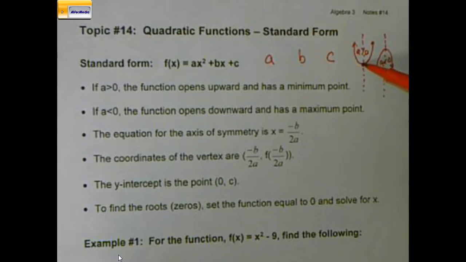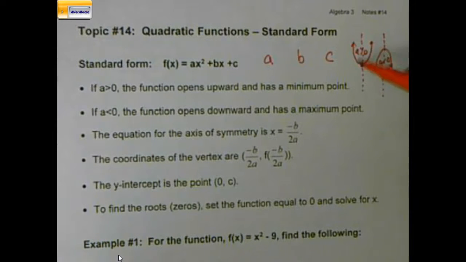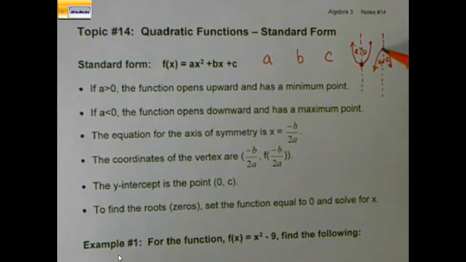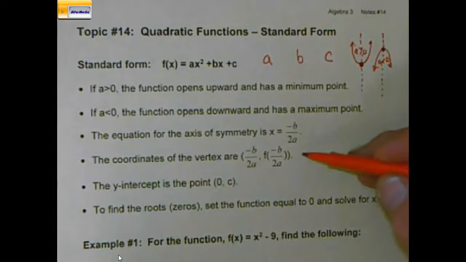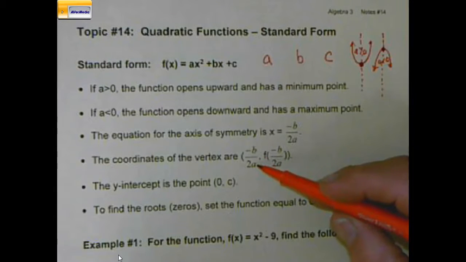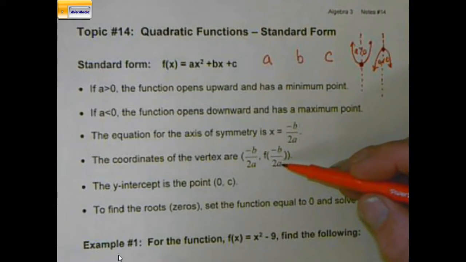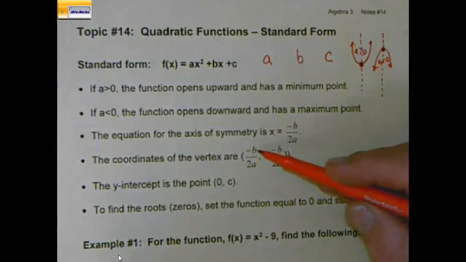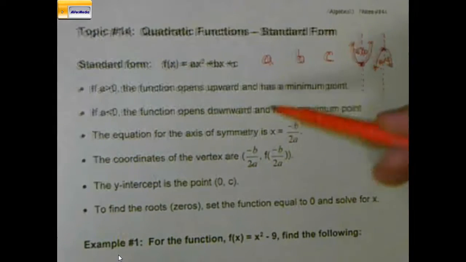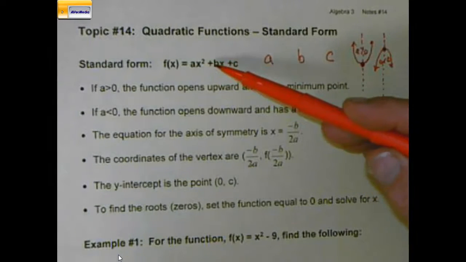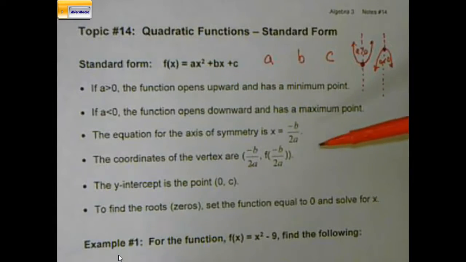Next, we're trying to figure out the coordinates of the vertex. We want to be able to calculate where the minimum of the curve is or where the maximum of the curve is. That's called the vertex. And the way we do that is we take our negative b over 2a, which we just calculated. That's our x component. We then take the function evaluated at negative b over 2a. So we're going to take our x component, plug it into the equation for x, and solve for our y component.